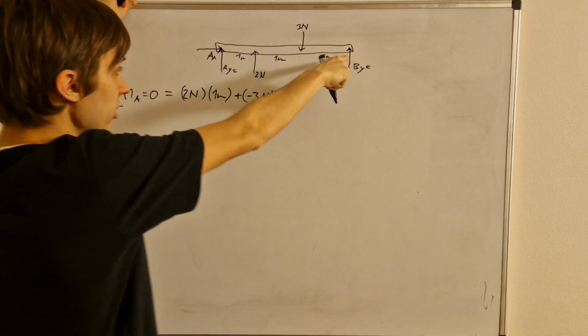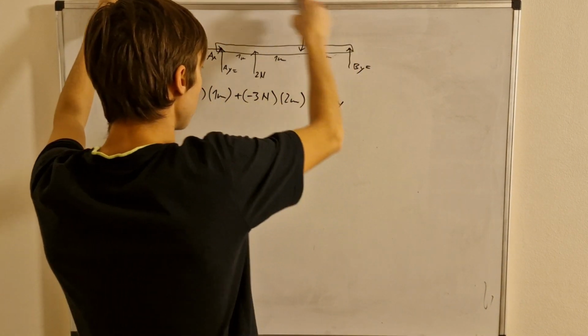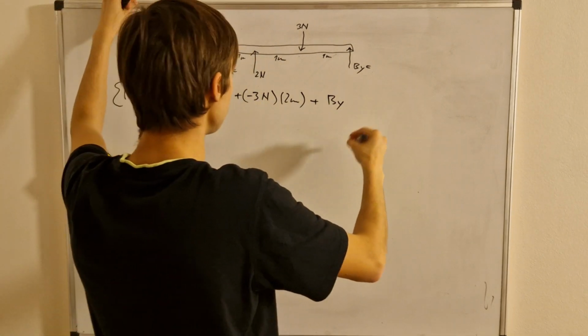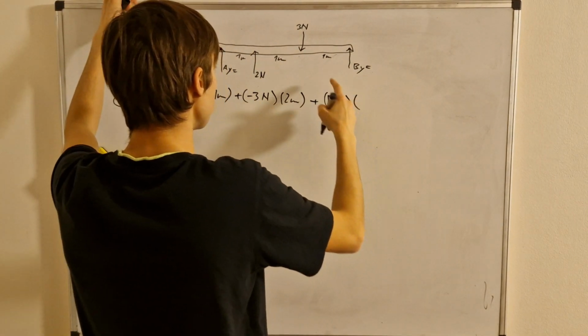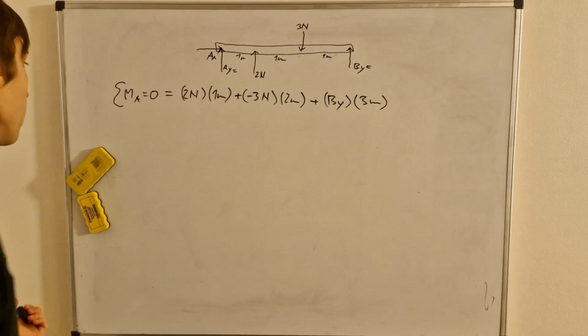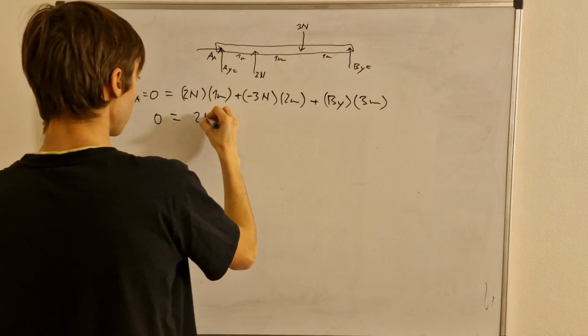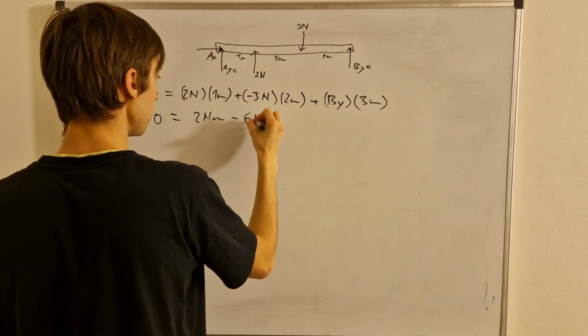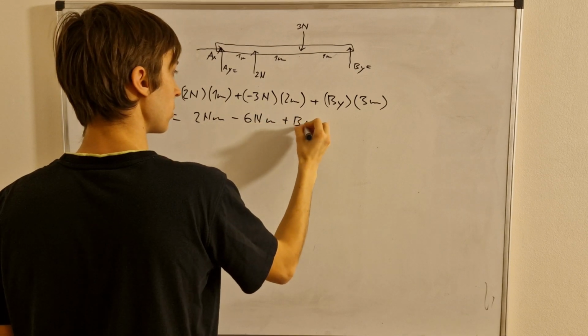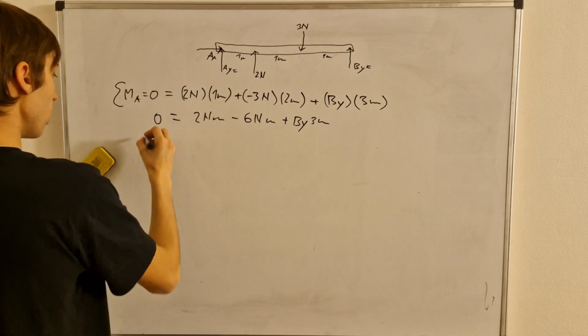And then the last part is By, and this one is positive because it's causing a counterclockwise moment. And so By times the distance from A. And now that I got that, I can solve for By directly. So this has to all be added. So how many newtons is By gonna be?